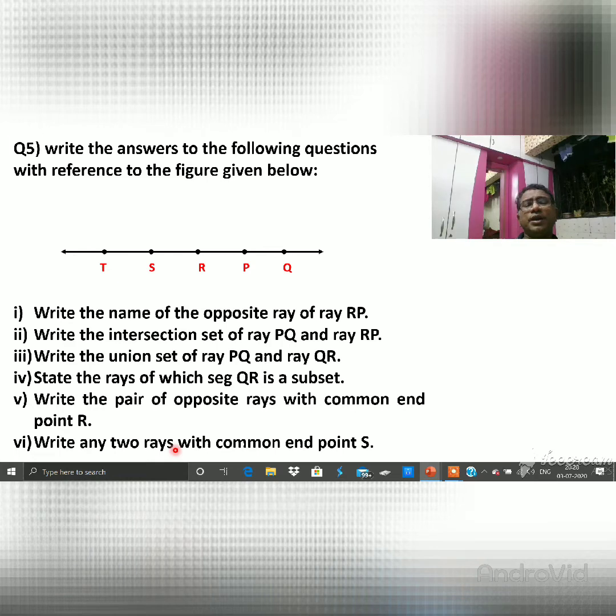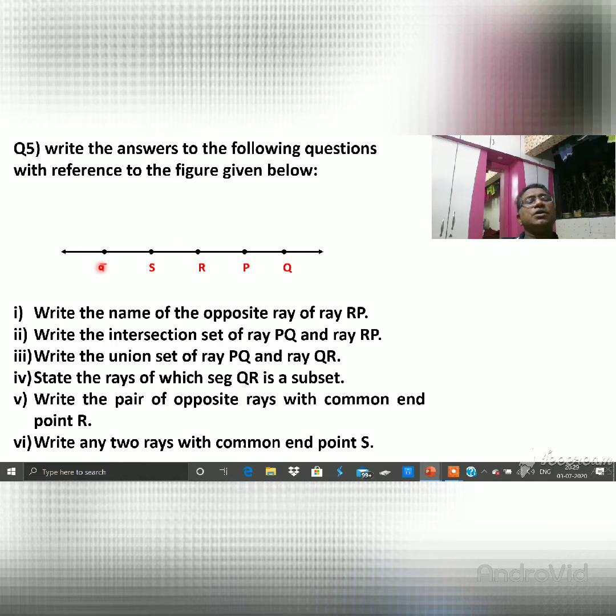Then problem number 6. Write any two rays with common endpoint S. So a common endpoint S is required. Here they said R, and here they said S, so you start from it. The endpoint is S. So the first possibility is SR and then another is ST. So SR and ST are opposite rays. Then SP and opposite ray ST. Then SQ and opposite ray ST, because there are no other points. So there are these possibilities.